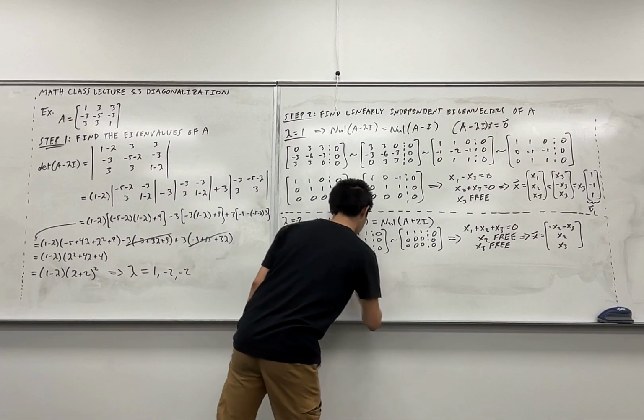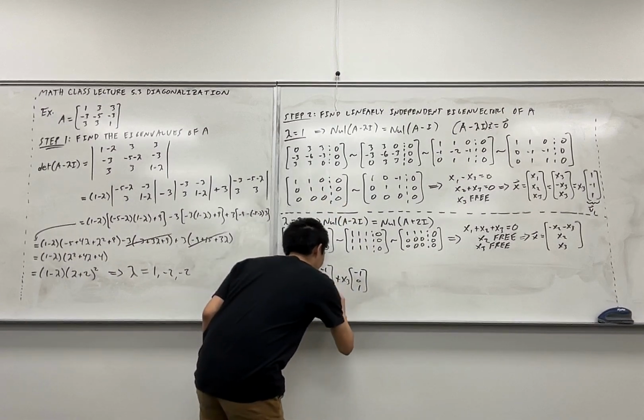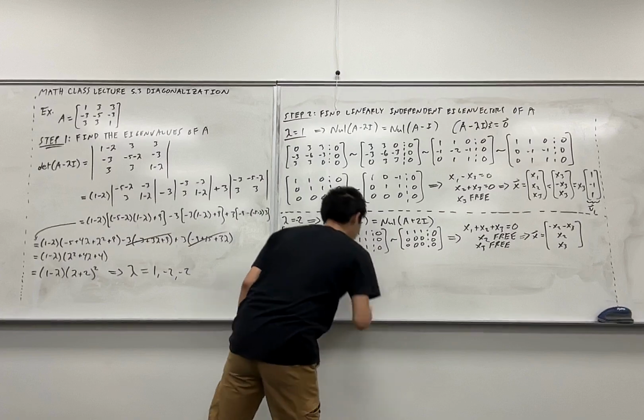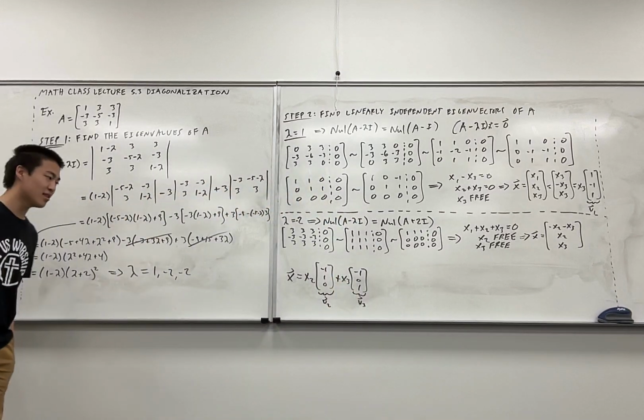Bingo. So it looks like we have how many eigenvectors? We have 2. Is that enough? Yes. That is enough.